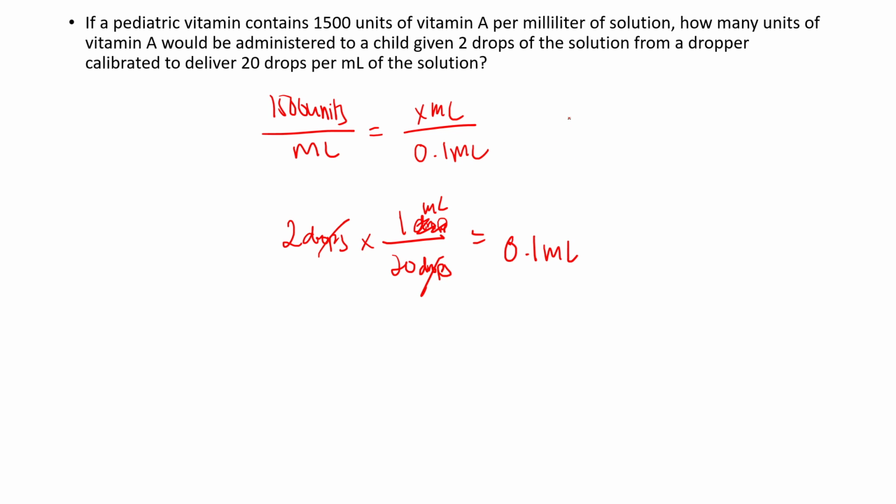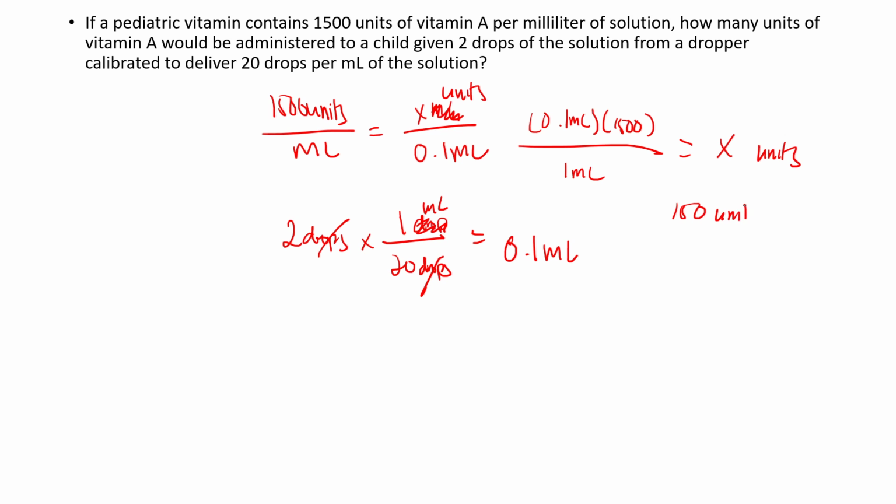Okay, so let's rearrange the formula. 0.1 ml multiplied by 1,500 divided by 1 ml. You will get X units. So you have 150 units that was administered to the patient.